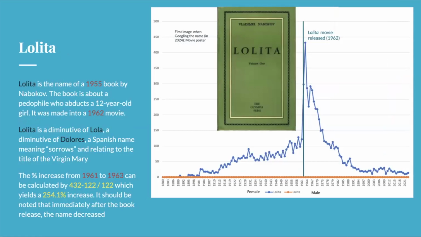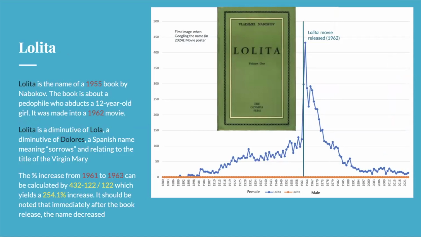All right, remember when I said that the positive refers to the trend and not the thing? So this name is Lolita, which is the name of a 1955 book by Nabokov. I have not read this book. I heard that while it is a wonderfully written book, it is about a pedophile who abducts a 12-year-old girl and bad things happen.